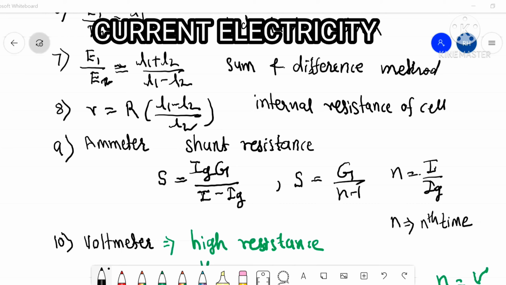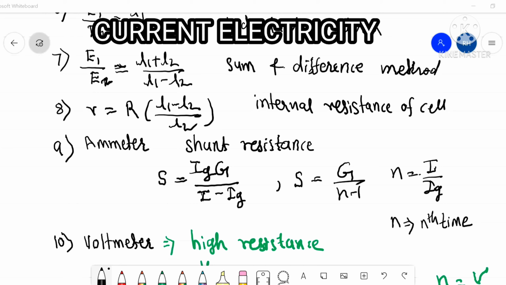Now it is very simple. You have to select the word ammeter. If there is the word ammeter, write this formula. Either it asks the galvanometer resistance, or the current flowing through the galvanometer, or the shunt resistance, you must write this formula. You will definitely get the half marks. S is equal to Ig into G upon I minus Ig.